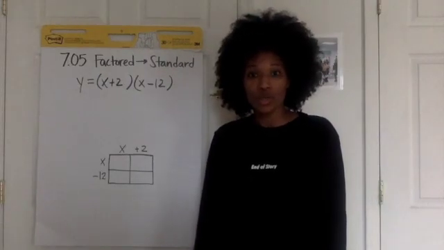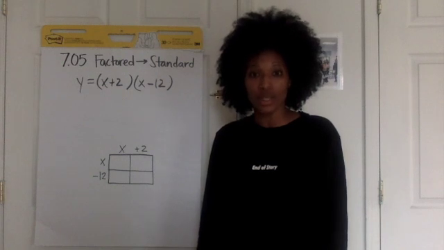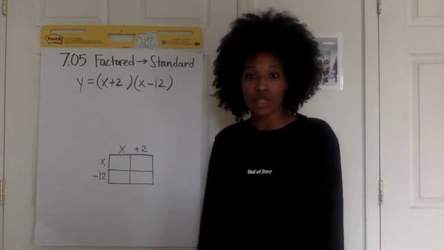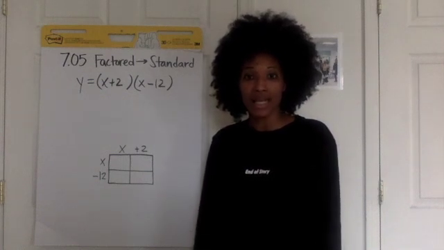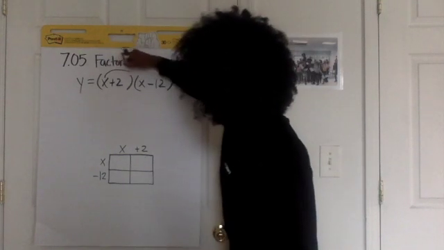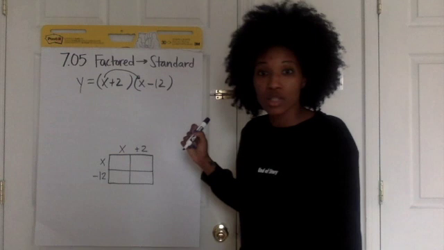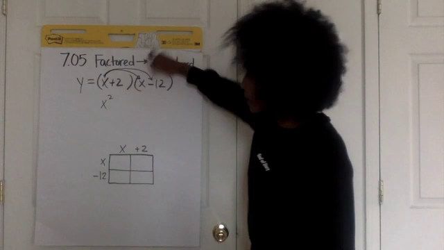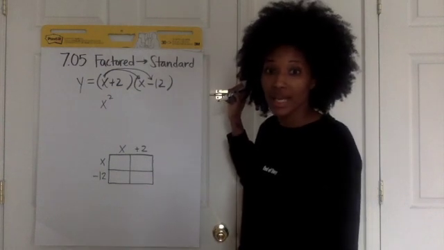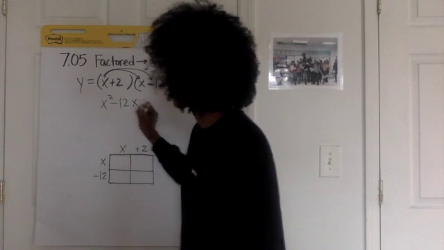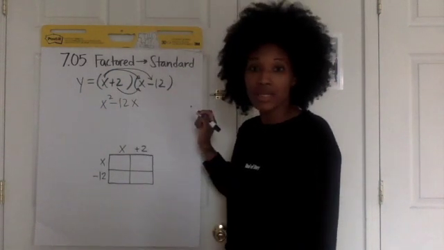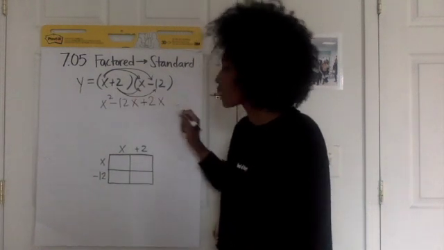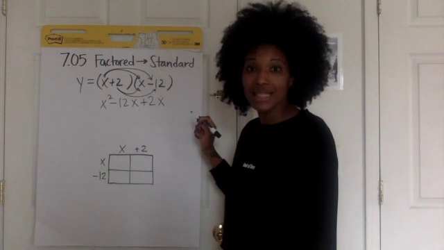Okay, let's jump right into converting my factored form equation to standard form. Our equation is y equals x plus 2 times x minus 12, and I'm going to start by multiplying x times x. X times x is x squared. X times negative 12 is negative 12x. 2 times x is 2x. And 2 times negative 12 is negative 24.